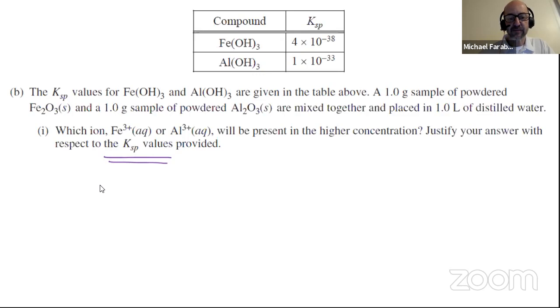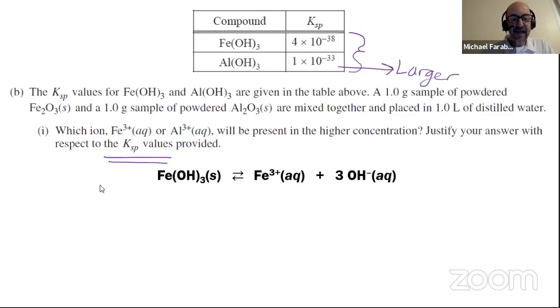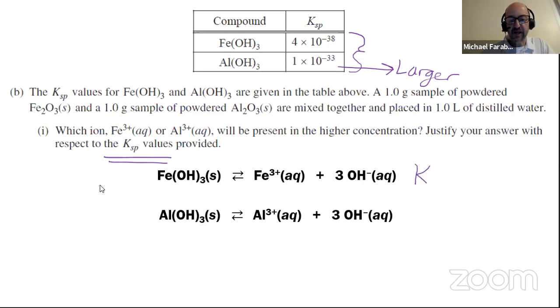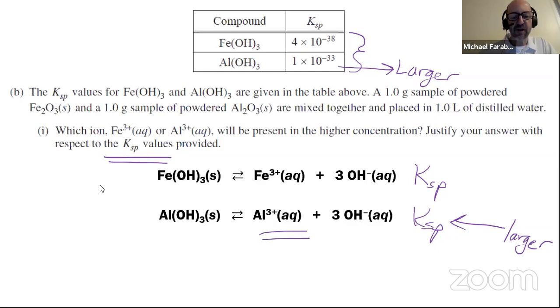So as I compare the magnitude of the KSP values, I can recognize that the KSP for the aluminum hydroxide is larger. And that should mean something to me. So the KSP has to do with the dissociation of the solid ionic compound into the aqueous ions. So there are 2 separate KSP values, and this one is larger. So therefore, if it's a larger KSP, I would expect that the concentration of the aluminum ion would be present in a higher value because of the larger value of the KSP.